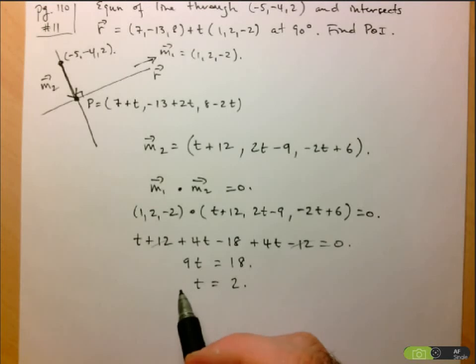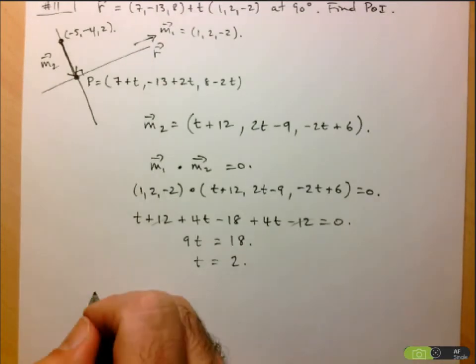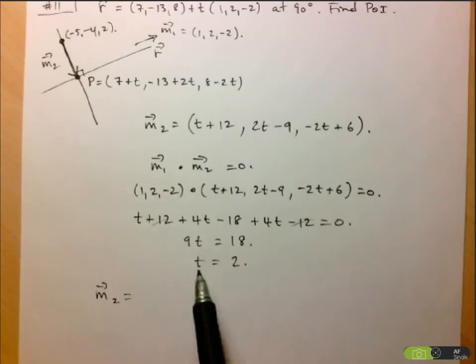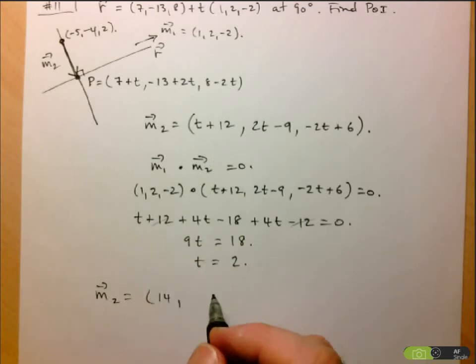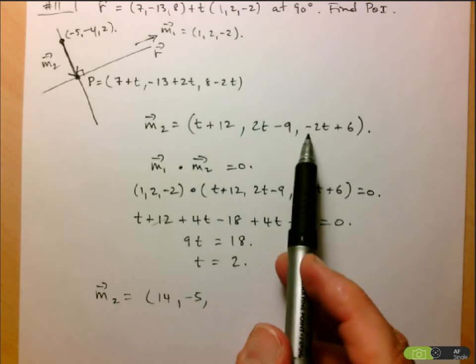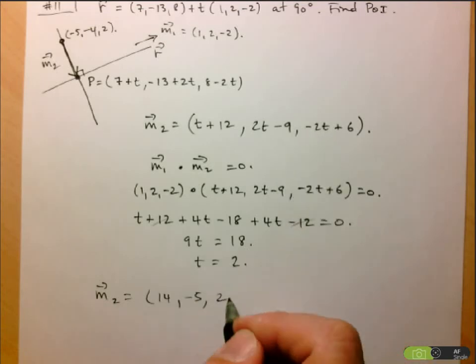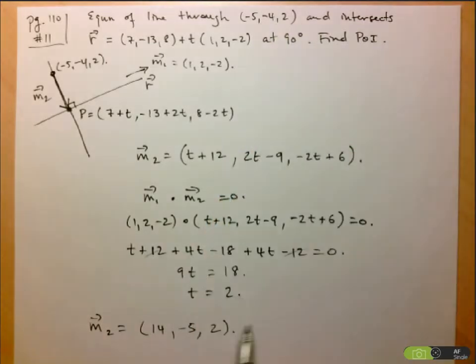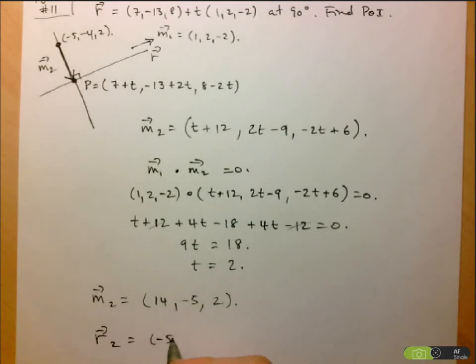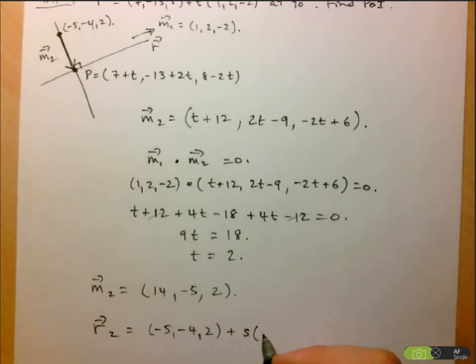The first thing they ask us for is the equation of the second line, so I'll do that first. I'll find what m2 is equal to, so let's stick t equals 2 into there. We've got 2 plus 12 is 14, 2 times 2 is 4 minus 9 is -5, and then negative 2 times 2, so negative 4 plus 6 is 2. So there's our direction vector. We know that the point (-5, -4, 2) is on the line, so the equation of the line we're looking for, I'll call that R2, is (-5, -4, 2) plus, and I won't use t again, I'll use s, s times the direction vector (14, -5, 2).